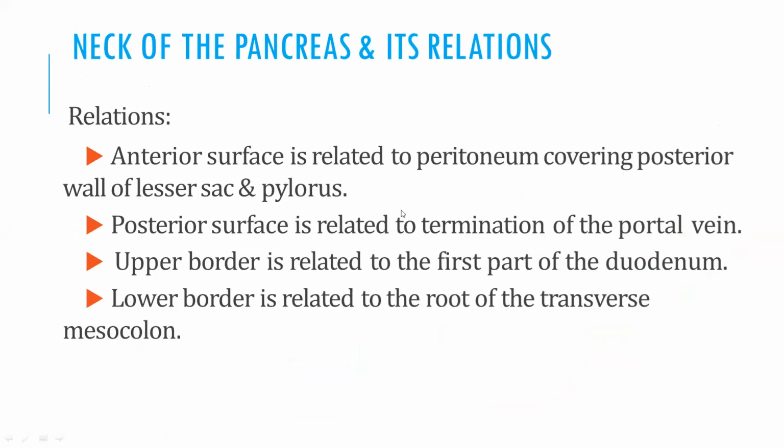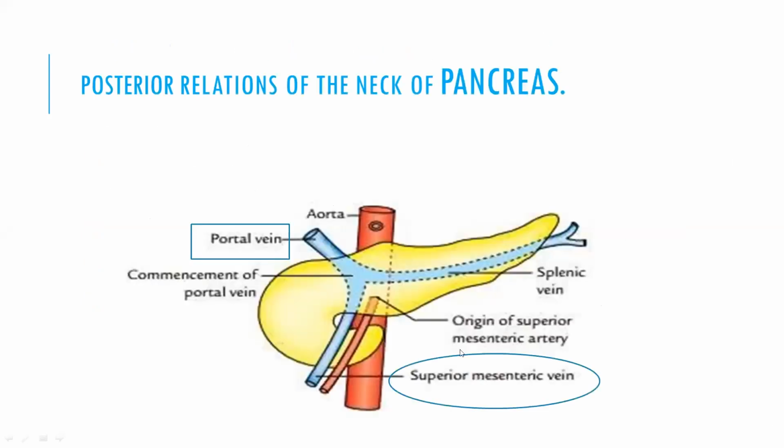In relations, if you see the anterior surface, it is related to peritoneum covering the posterior wall of the lesser sac as well as the pylorus of the stomach. Whereas the posterior surface is related to the termination of the portal vein. Anterior surface is covered with peritoneum, that is the posterior wall of the lesser sac, and the pylorus. Posterior surface is related to the termination of the portal vein, the upper border is related to the first part of the duodenum, and the lower border is related to the root of the transverse mesocolon.